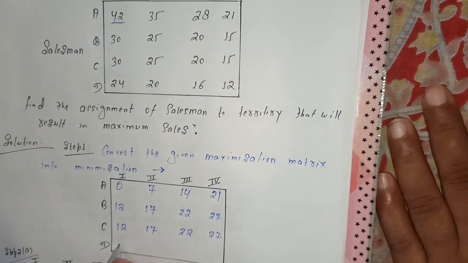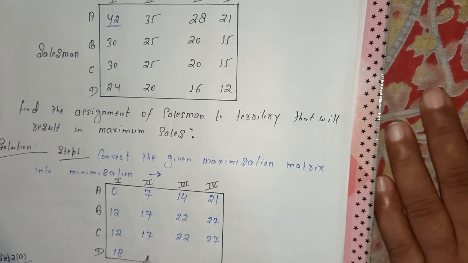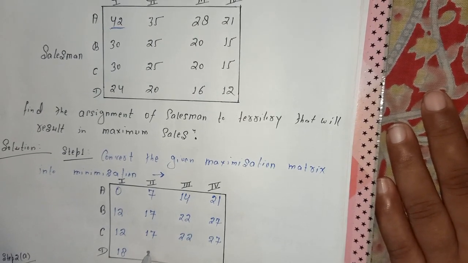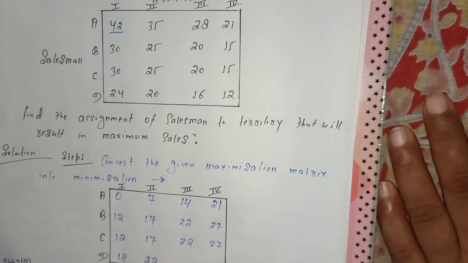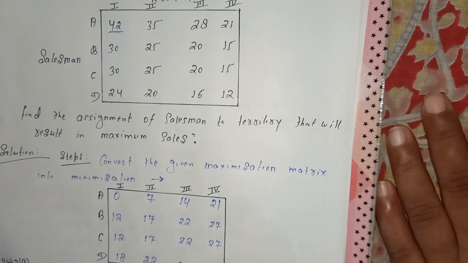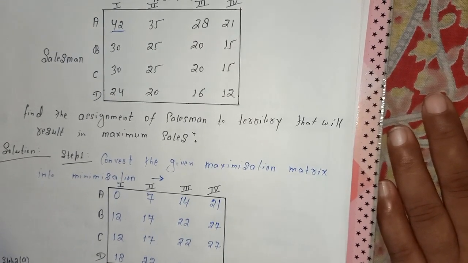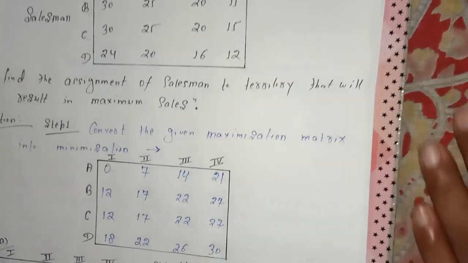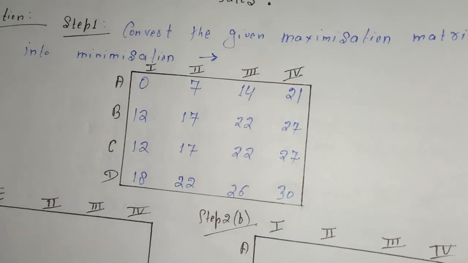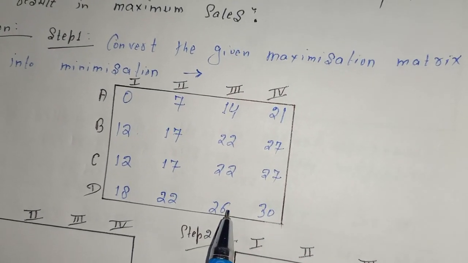42 minus 24, 18. 42 minus 20, 22. 42 minus 16, 26. 42 minus 12, that is 30. So this is the new matrix. This is the minimization matrix.